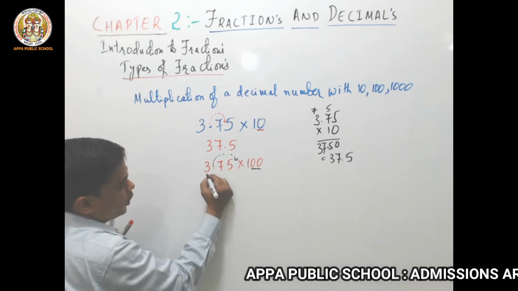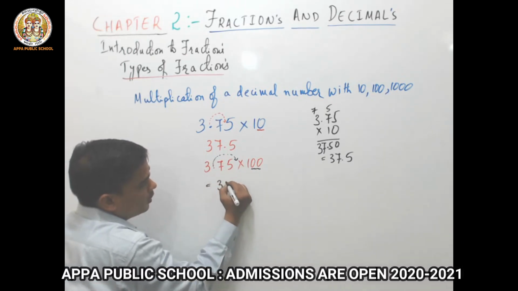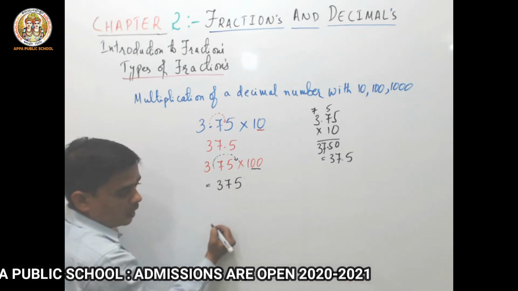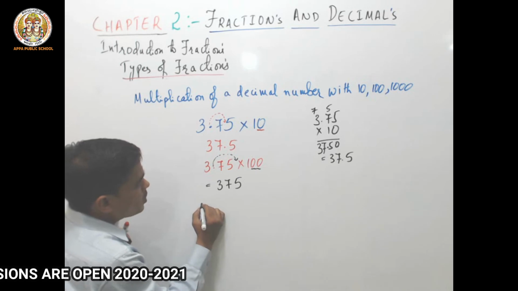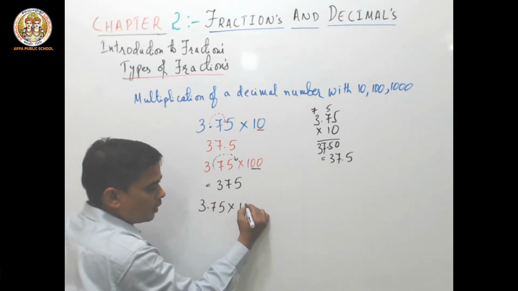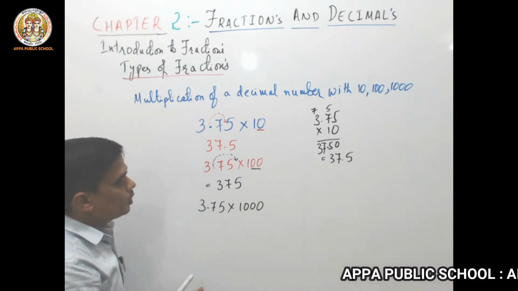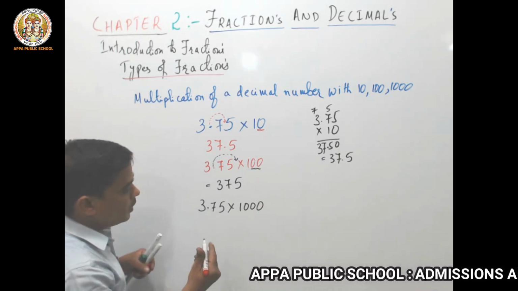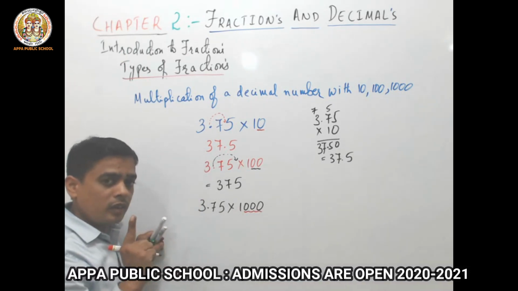So here also, how much will it be? If we shift this decimal point after 2 numbers, it will be 375, right? If you are multiplying by 100. Suppose the same number, 3.75, you are multiplying by 1000. See here, how many zeros are there? There are totally 3 zeros.